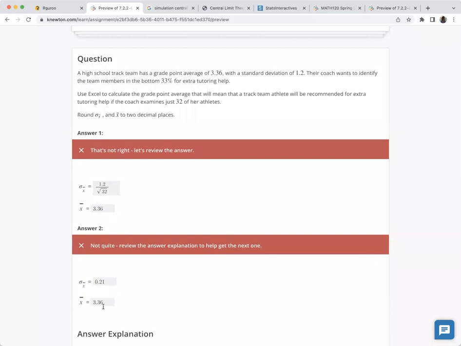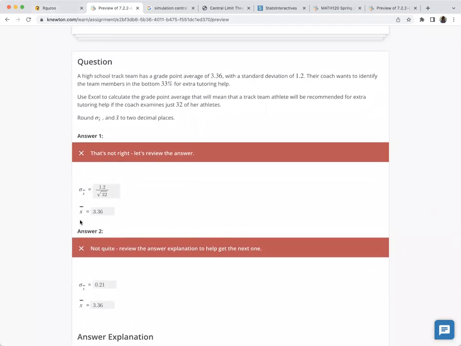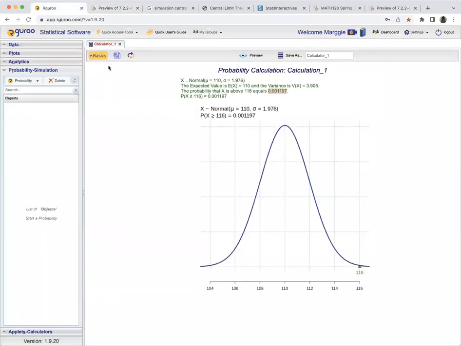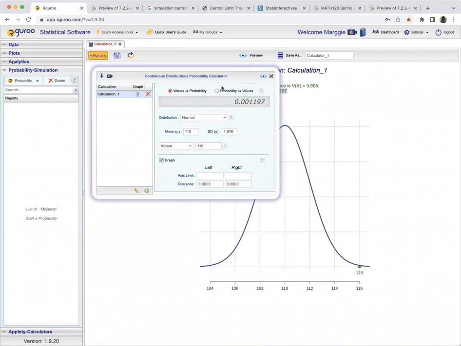This is not the mean. This is not the mean of the distribution. This is the mean of the data point. So I'm going to show you how to find that number with what we have. So we have a mean of 3.36. I'm going to go back here.